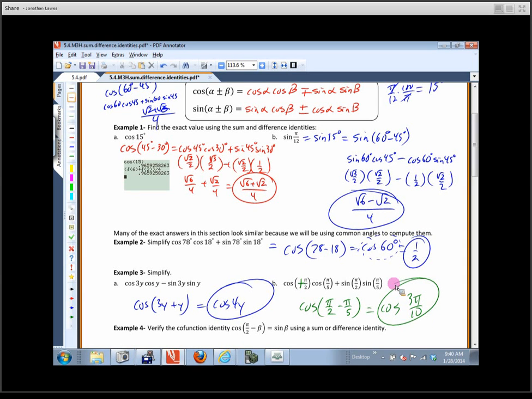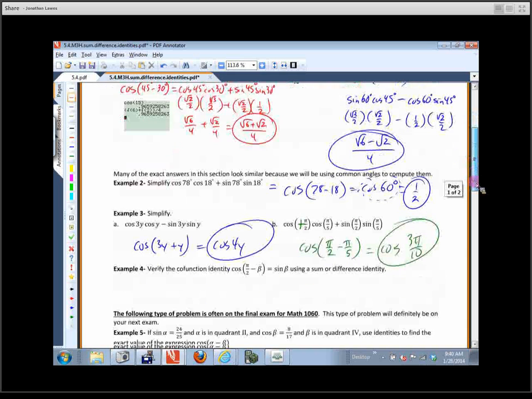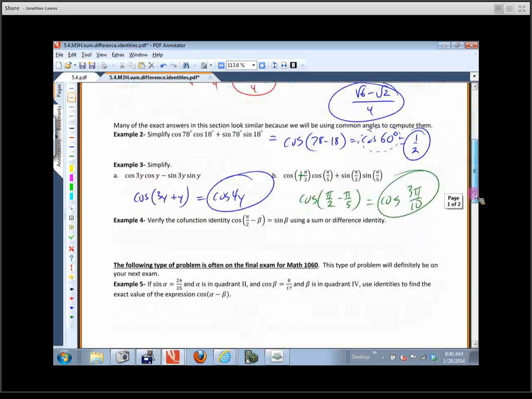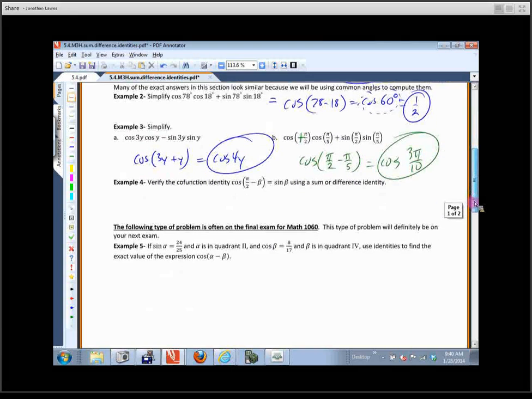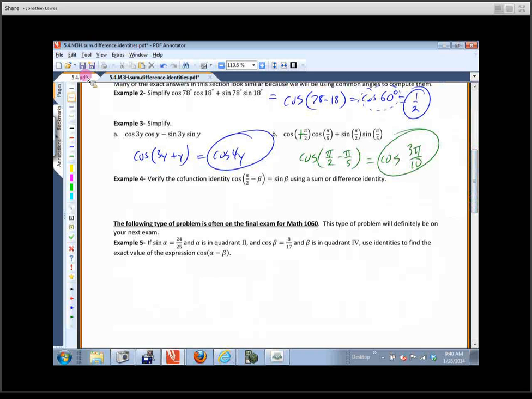Not something we could figure out without using a calculator. So if it did say find the actual numeric answer, what is the cosine ratio? You'd have to throw that into a calculator. Any questions? Okay, we did the cofunction identities in a previous section.